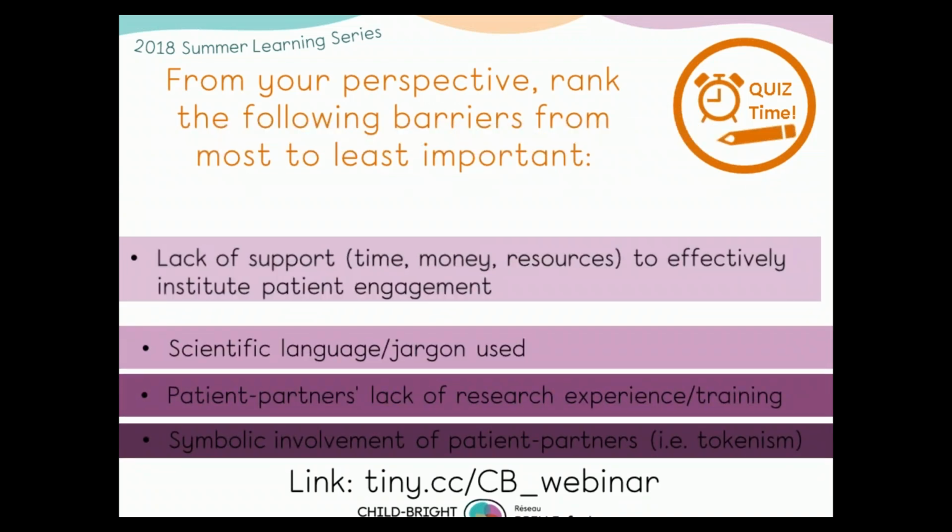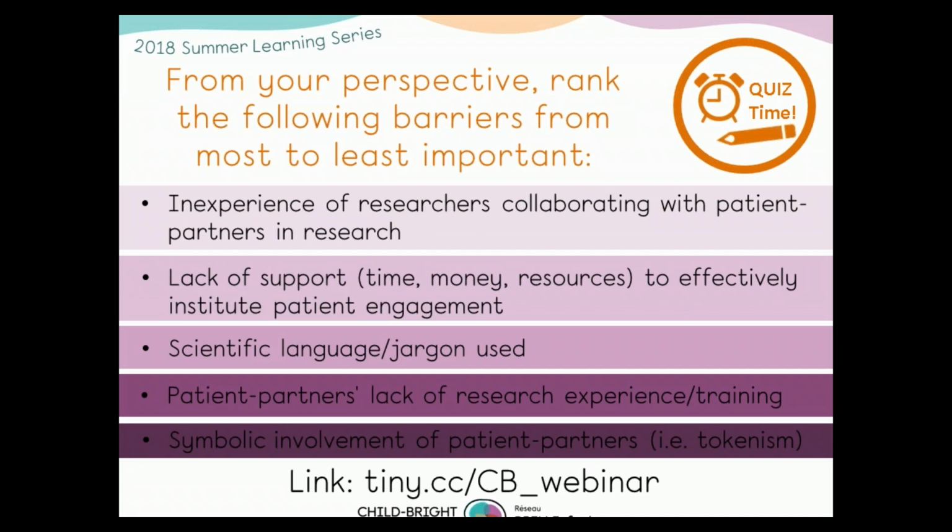So the barriers we have listed here are, at the bottom, tokenism, the symbolic involvement of patient partners throughout the process; patient partners' lack of research experience or training; scientific jargon or language used throughout the publication process or in meetings; fourthly, lack of support, which involves time and funding resources to effectively institute patient engagement; and lastly, the inexperience of researchers collaborating with patient partners in the process.